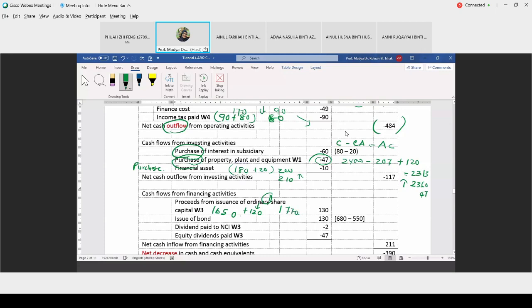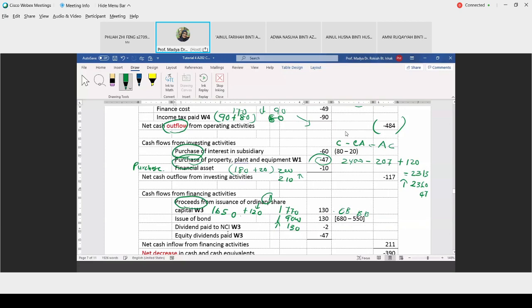Compare 1770 with the ending balance here, which is 1900. So the difference here is 130. This 130 increase means that you have it from the issuance of ordinary shares. And then the bonds here is only one bond, so just compare between the ending balance and the beginning balance. An increase by 130 means that there is a proceed also. You're going to receive some cash.